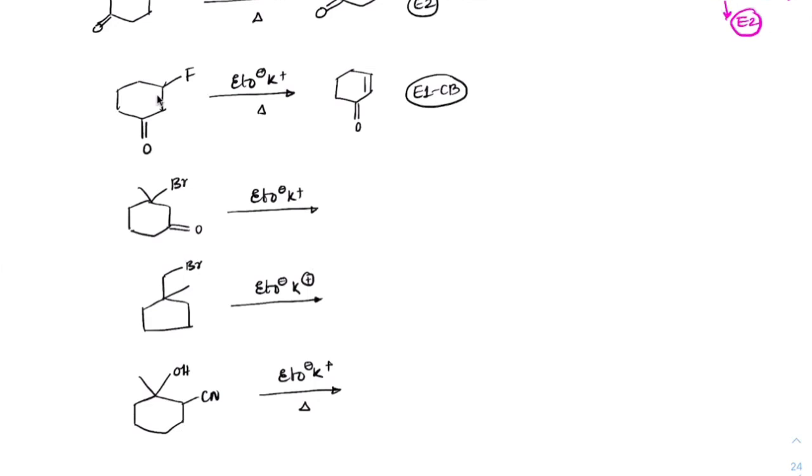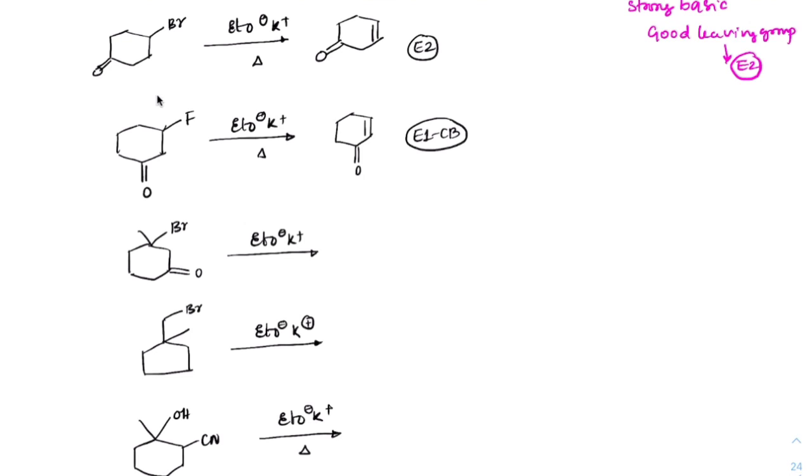Tell me, this is an acidic hydrogen. Double bond O is there. Does it go for E1 or E2 or E1CB? Sir, E2. Very good. It is E2 because it is a good leaving group. E1CB is highly conditional. It has to have a weak leaving group. So it will go through E2 mechanism only.